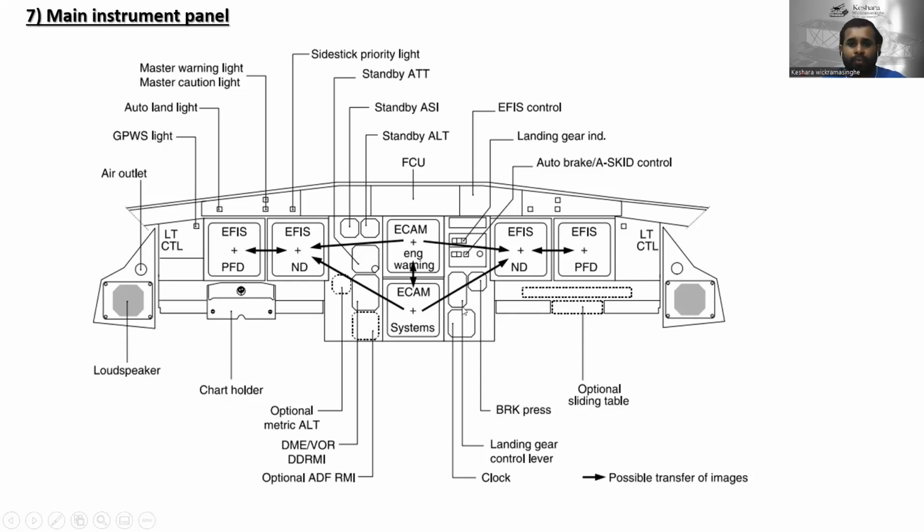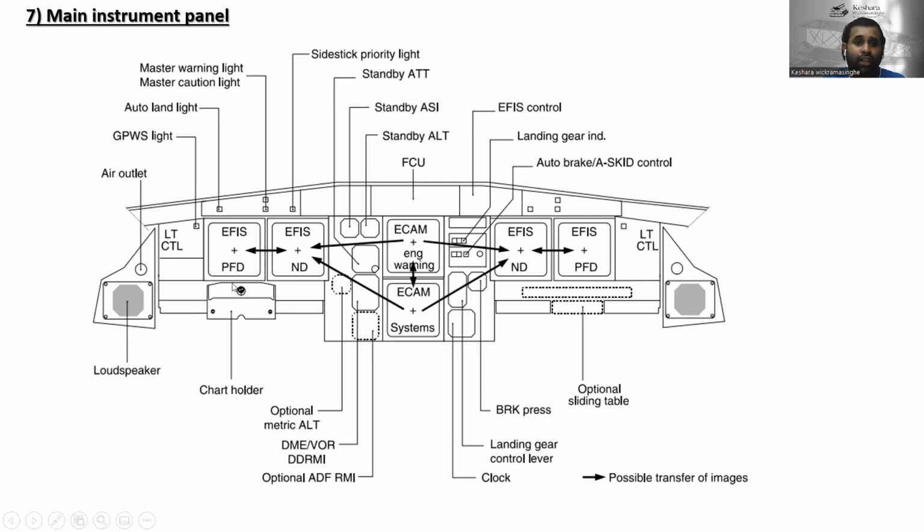And this one is a landing gear control lever. Okay, landing gear up or landing gear down. And this one is the clock. Okay, you can see the clock. In a future lesson, I will tell you how to adjust the clock. All right. And here is the optional sliding table for the first officer.